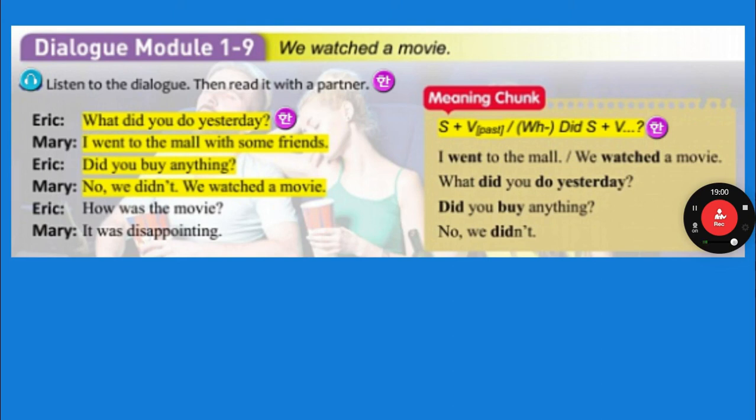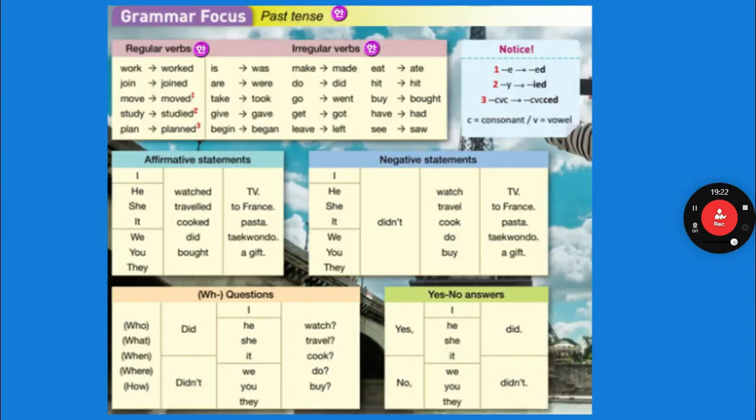We watched a movie. What did you do yesterday? Did you buy anything? No, we didn't. So be yes, we did. No, we didn't. And also look here at what Mary says. It was disappointing. So it's good, it's bad, it's disappointing, it's happy, whatever.